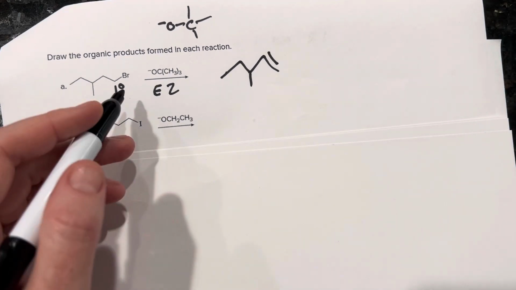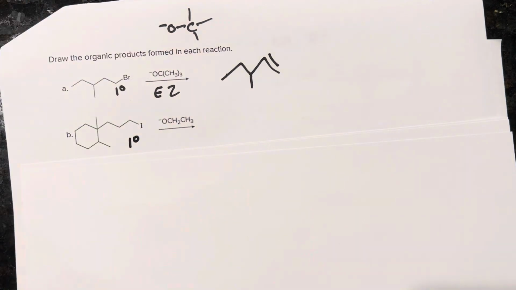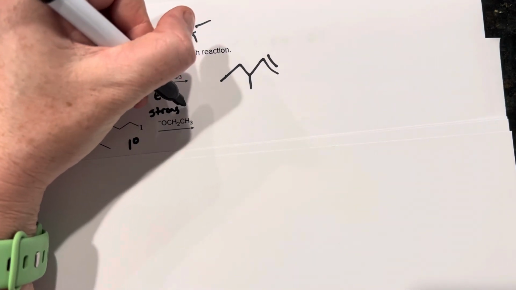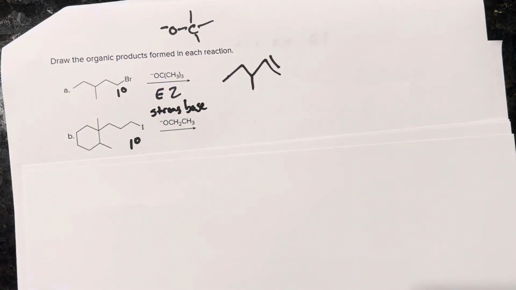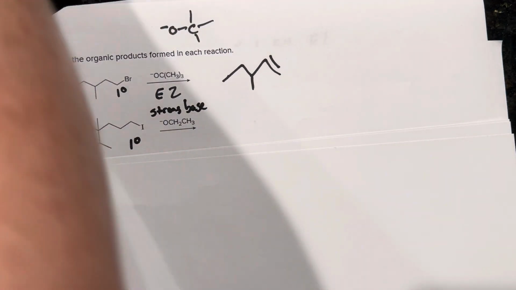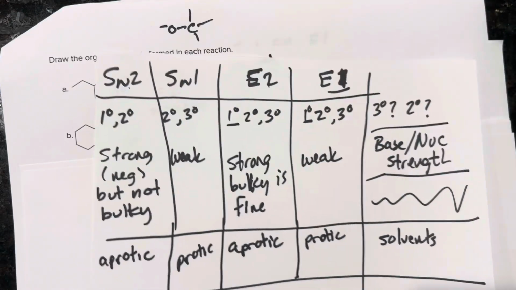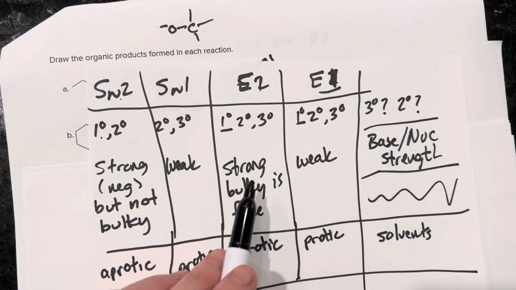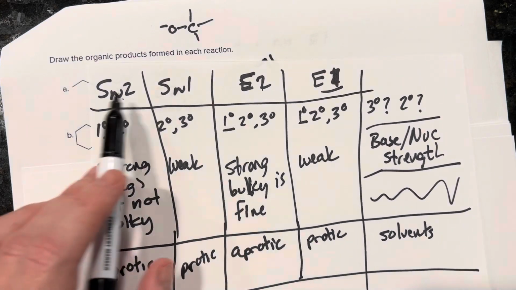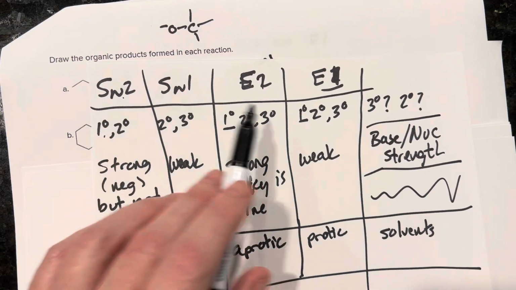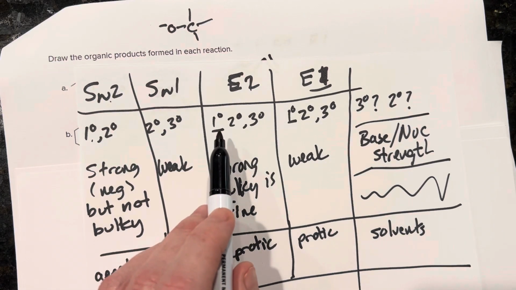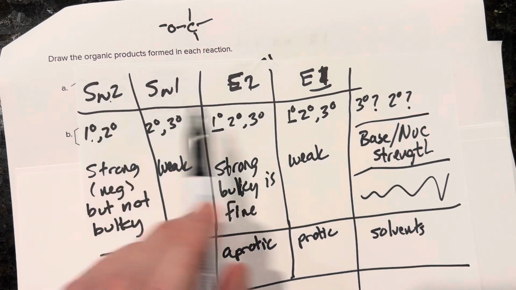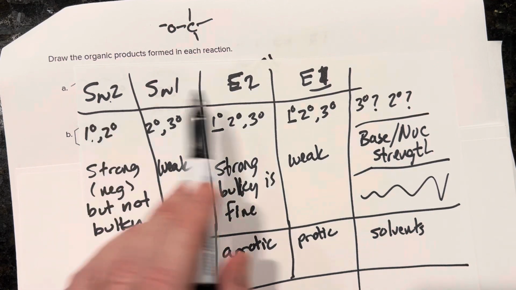Okay, so this is primary. This is a strong, less bulky base. So it's really happy. Strong, not bulky base, primary. It could go SN2 or E2. Remember I said, though, if it has a choice between going SN2 or E2, sorry, I just realized I said the wrong thing. It's going to go SN2 or E2.